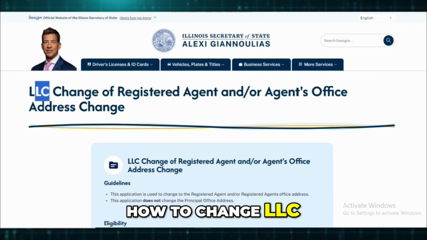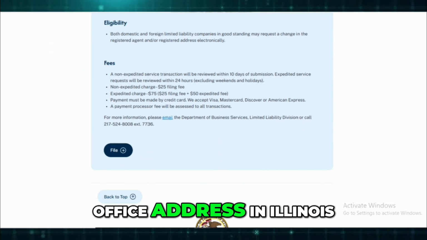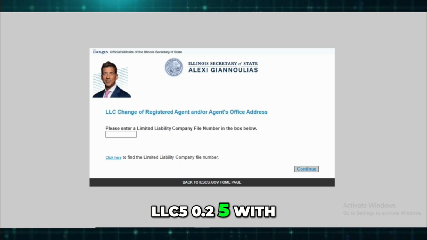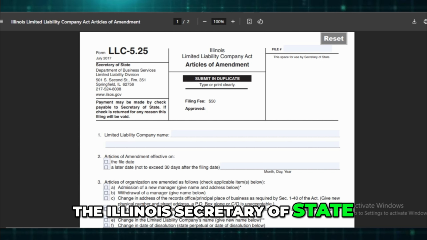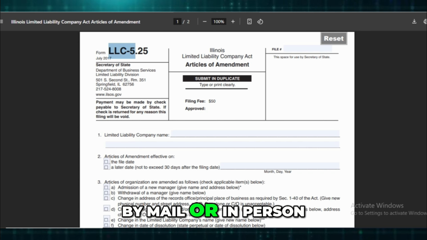How to change LLC address in Illinois. To change your LLC's principal office address in Illinois, you must file Articles of Amendment using Form LLC 5.25 with the Illinois Secretary of State. This form can be completed and submitted online, by mail, or in person.